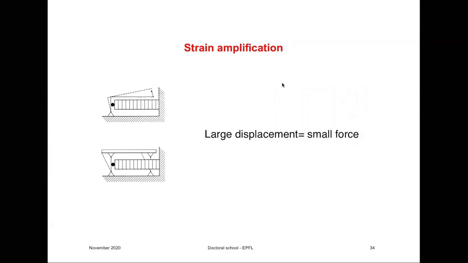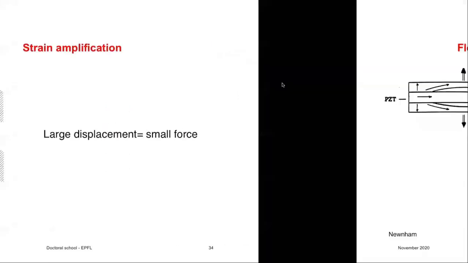In general, you can say that if you get a very large displacement, the generated forces will be low, and vice versa. The bigger the force that you can generate, the smaller the displacement. You can use amplification, but always at this cost. The mechanical structure you have to build around your actuator to increase the displacement will usually decrease the force.